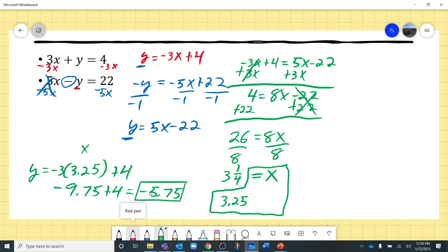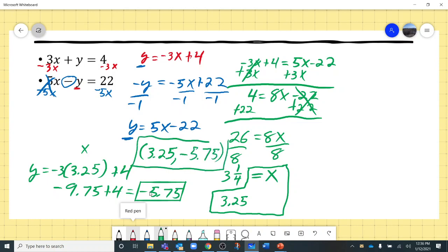And so our ordered pair for this one would be 3.25. And I probably want my y coordinate as well. 3.25, negative 5.75.